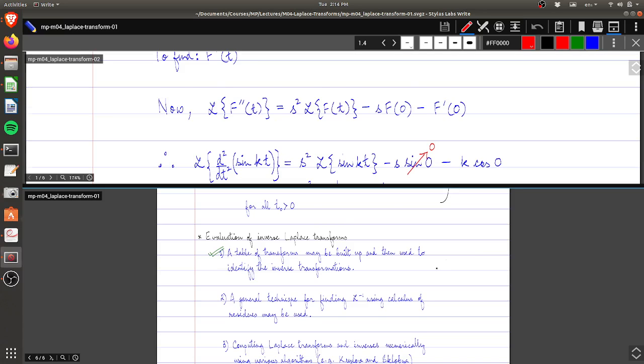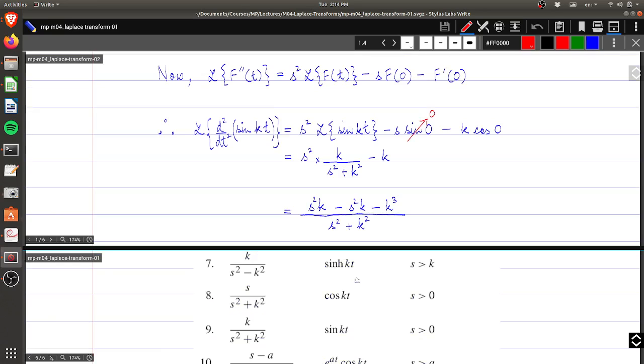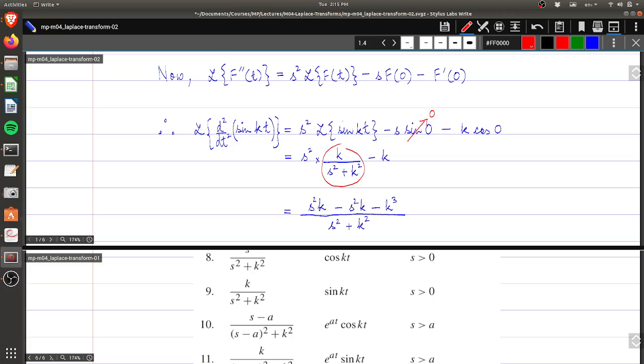We already know the Laplace transform of sine kt, I have given it to you as an exercise. It is k by s square plus k square, right? So I just substitute over here. And then here we have a minus k, because cos 0 is 1.